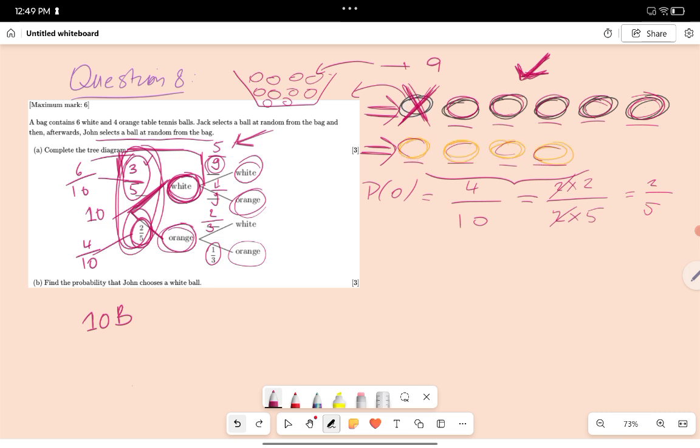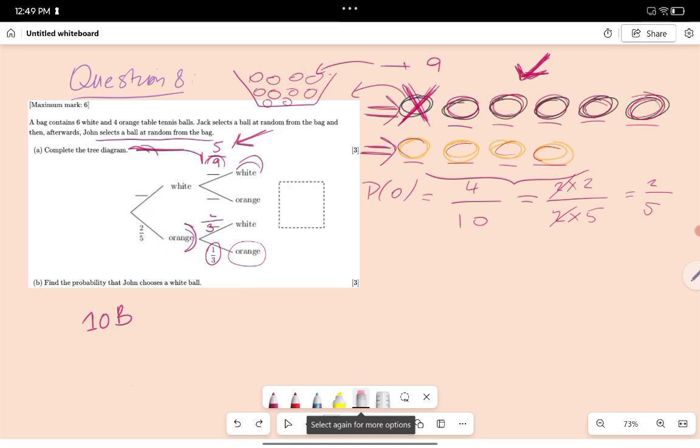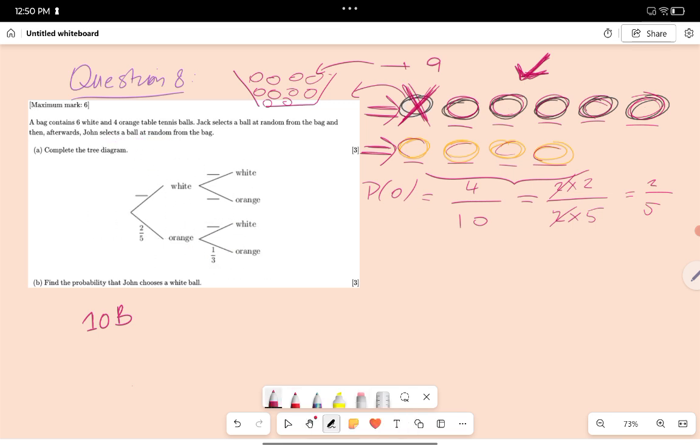Let me just make that nice again, because this looks a little bit messy. Like this, and then I'm just going to rewrite. So we had 3 over 5 up here, and we had 5 over 9 up here, and 4 over 9 up here. And here we have 2 over 3. So 2 over 3, again, that is actually 6 over 9. And here 1 over 3 is 3 over 9.